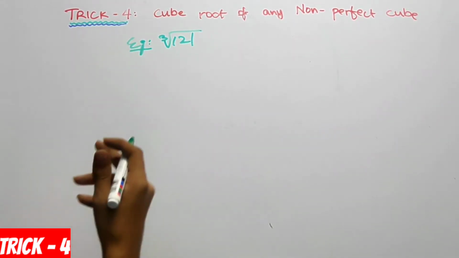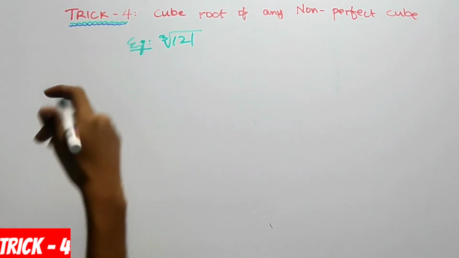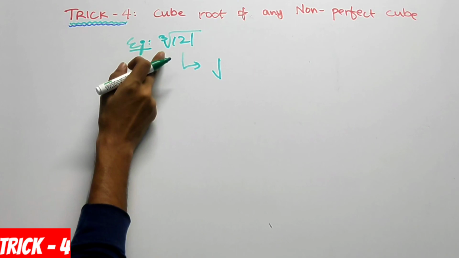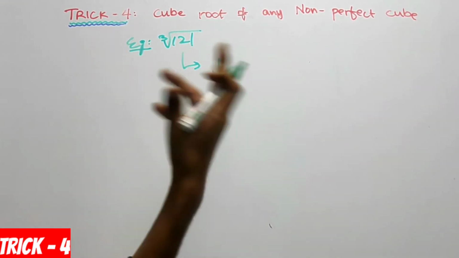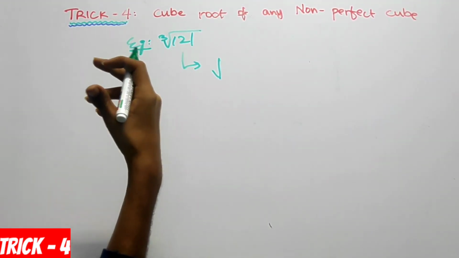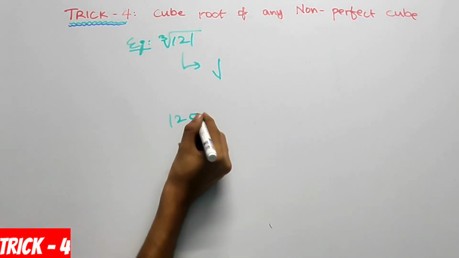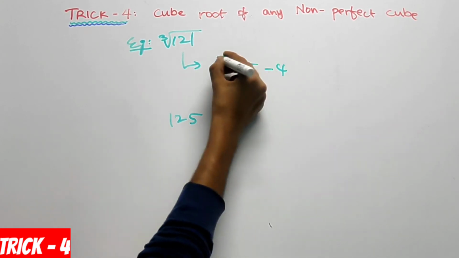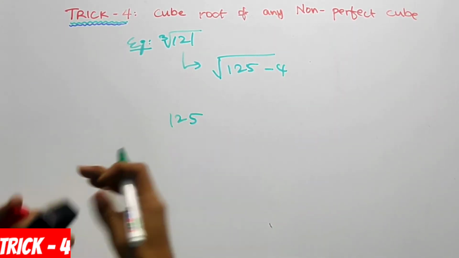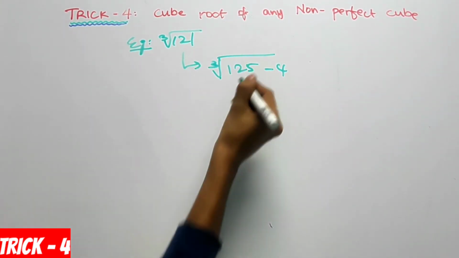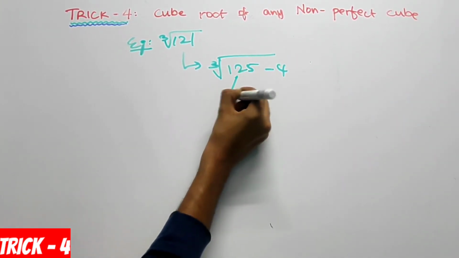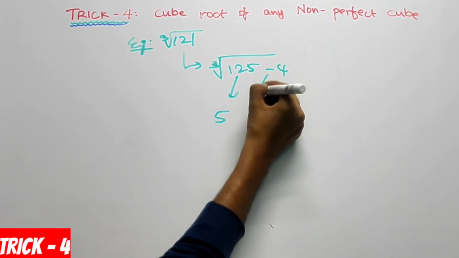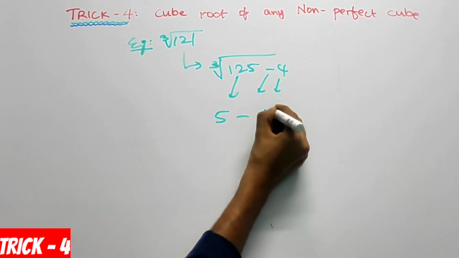Now for the next problem, we will be taking the cube root of the number 121, which is also a non-perfect cube. We represent this number 121 in terms of its nearest perfect cube. The nearest perfect cube near 121 is the number 125, which is 5 cube. So 121 can be represented as 125 minus 4. Taking the cube root of 125 gives us the number 5. So take the 5 down, and the negative sign as well, as well as the 4.